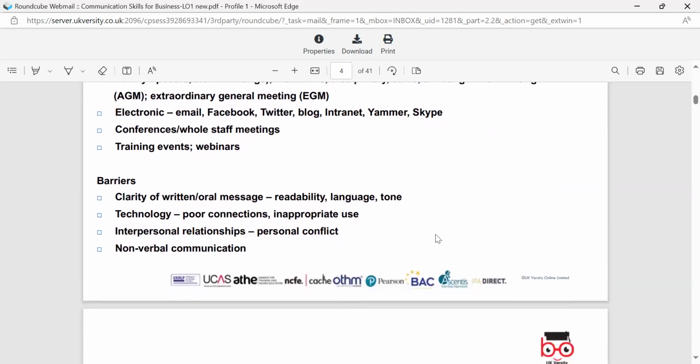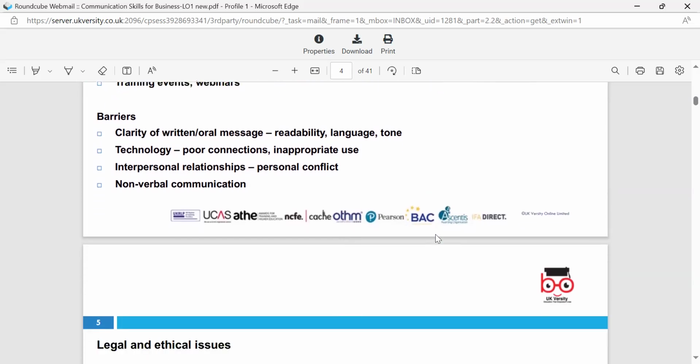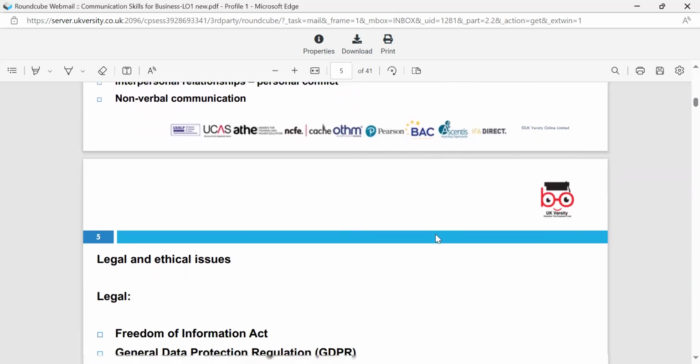We'll also be looking at barriers to communication. So things like technological barriers, it might be personal barriers, non-verbal communication, the fact that people can't maybe read the language, the tone, how a message is portrayed can be a barrier to communication.